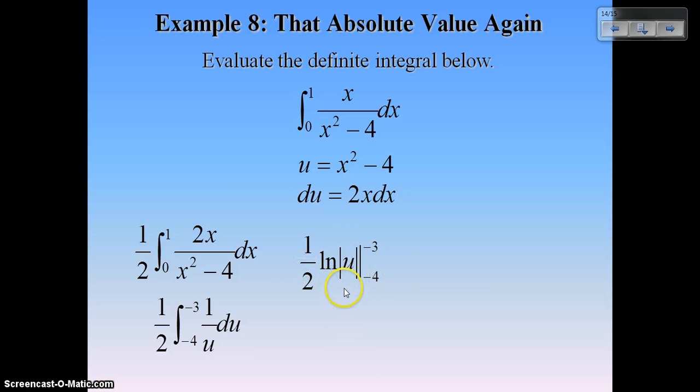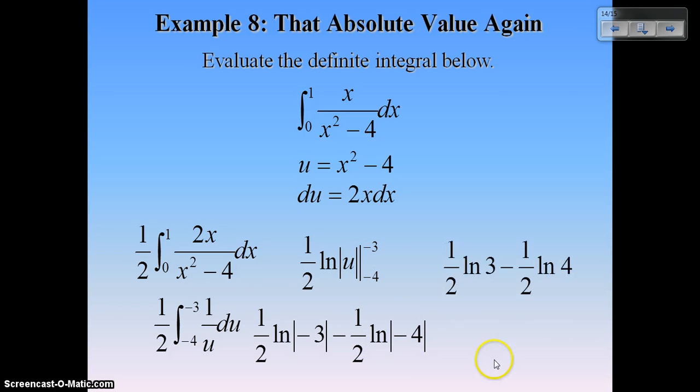Now we're ready to plug in. Don't forget the absolute values. If you try this without the absolute values, it will not work. I'll plug in my negative 3 and my negative 4. It makes things positive. Both have a 1/2 out front, so I can combine these together. I'm using subtraction, so I'll combine them together with division.